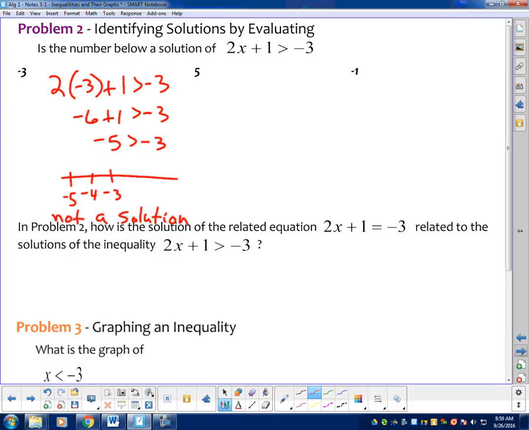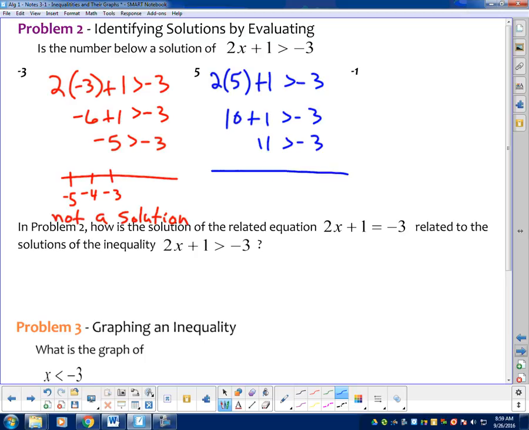All right, let's try the next one. Plug in 5 here. So we have 2 times 5 plus 1 greater than -3. 2 times 5 is 10 plus 1. So I have 11 is greater than -3. That one, if I look at the number line, 11 would be to the right of -3. This is -3 right here. 11 would be way over here. And so this is a solution. It makes the inequality true.